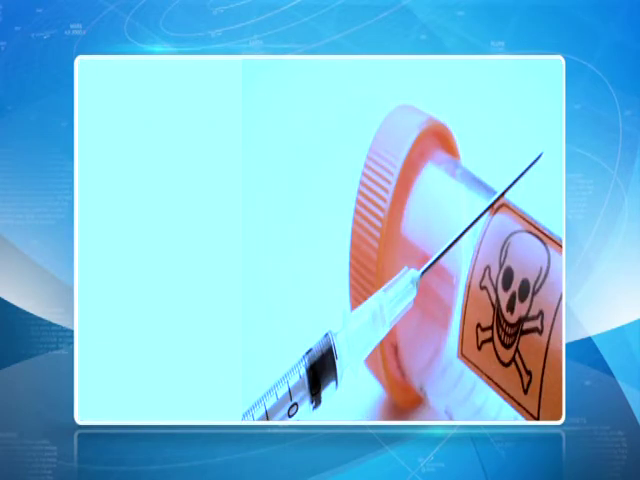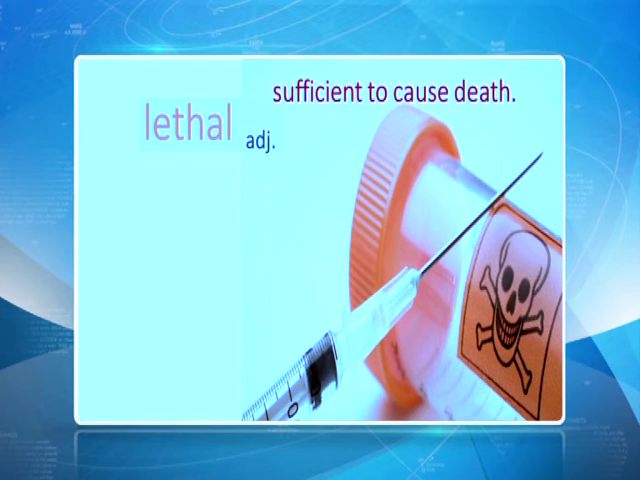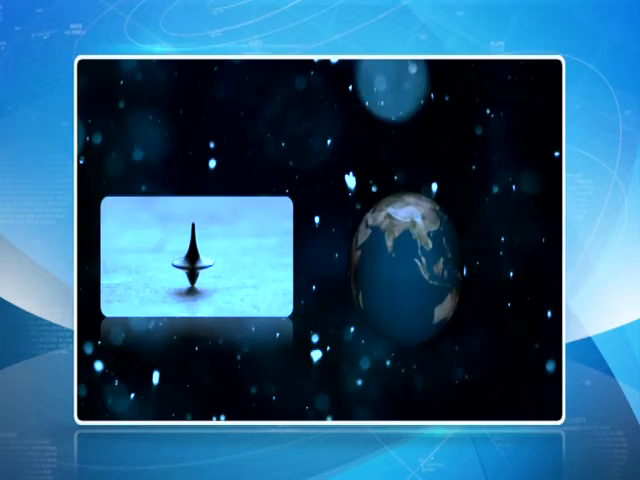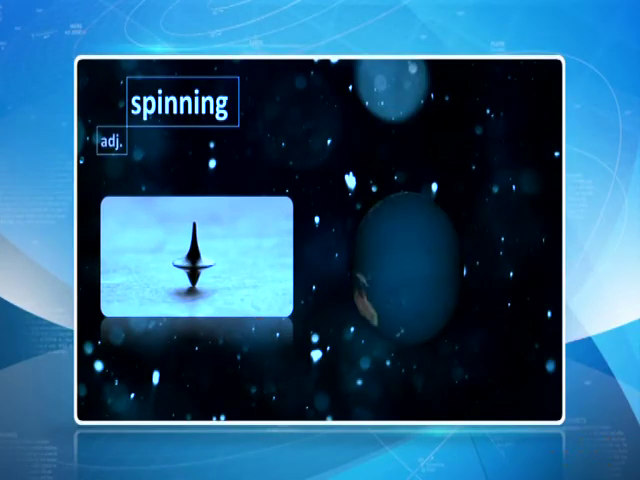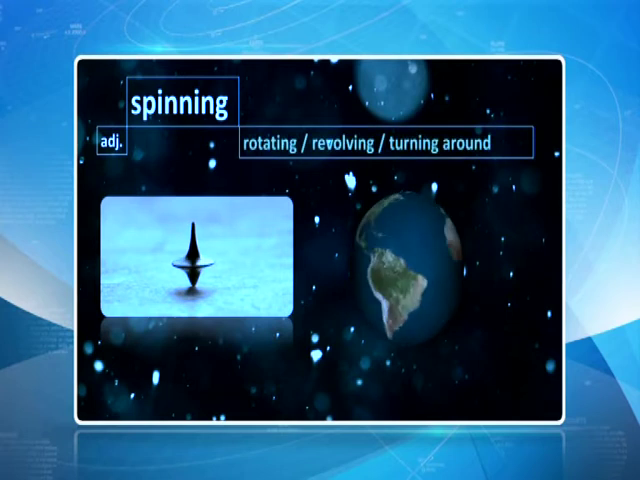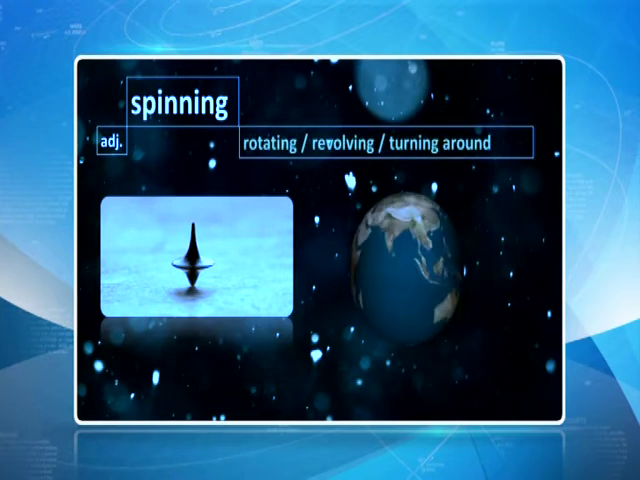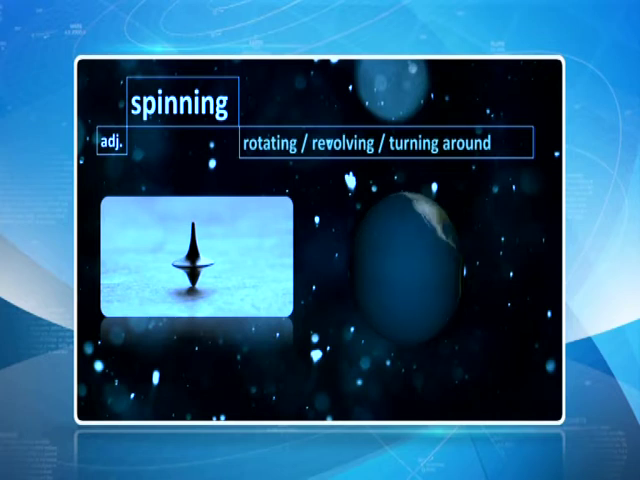What do you see over here? It seems like a poison. It's dangerous, right? It's lethal. It's an adjective. Sufficient to cause death. What do you see over here? We see something turning round and round, right? What do you think the word is? Spinning. What is spinning? Spinning is rotating, revolving, or turning around.